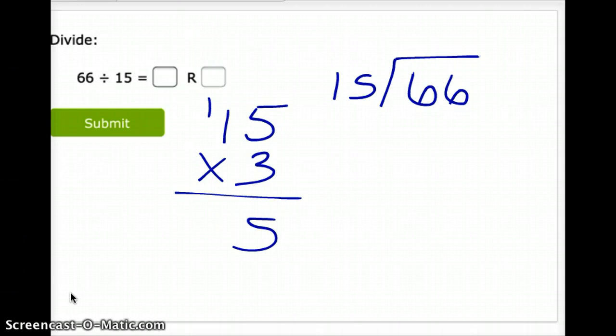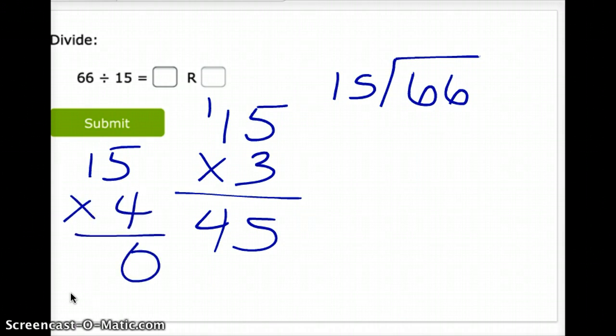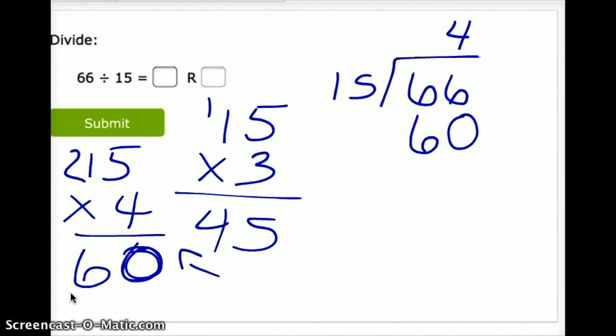So let's see, 3 times 5 is 15, 3 times 1 is 3, plus 1 is 4. Looks like we can definitely take more than that, so let's go 15 times 4. 4 times 5 is 20, carry the 2, and 4 times 1 is 4, plus the 2 is 6. So it's going to go 4 times. 15 times 4 is 60, so put your 60 below and subtract. I have 6, so I cannot make another group of 15. My answer is 4 remainder of 6.